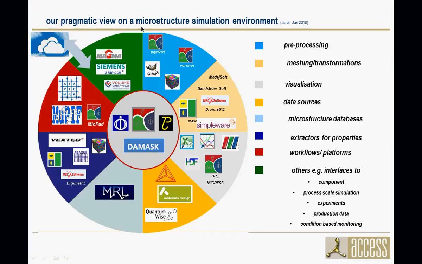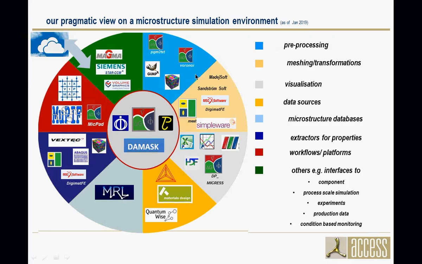The pragmatic view we currently have on a microstructure simulation environment is that we have some evolution codes like MICRESS, but also DICTRA or TC-PRISMA, and the crystal plasticity code DAMASK, in the center of activity. So these tools evolve microstructures as a function of external boundary conditions, and in order to do so we need quite a lot of other things.